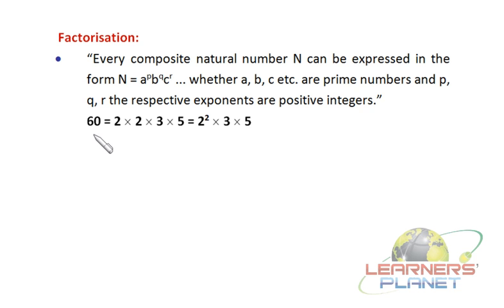So every composite number can be expressed as a product of prime numbers. Let's take one or two more examples. Suppose I have 35. It's actually 5 into 7. Here 5 is a prime number and 7 is also a prime number, and 35 is a composite number. So a composite number can be expressed as a product of prime numbers. Okay friends, so each and every composite number can be expressed as a product of prime numbers.